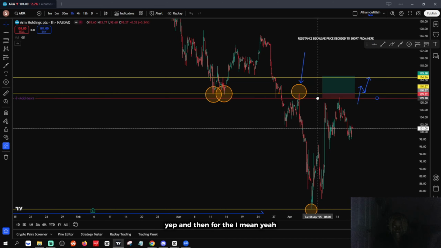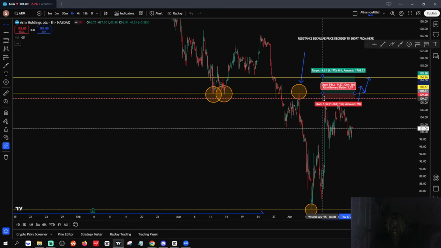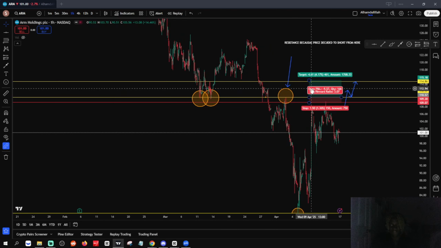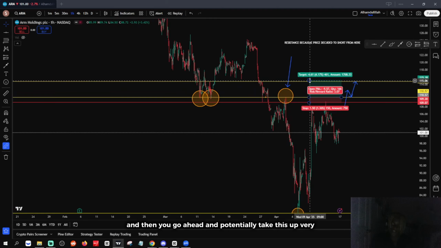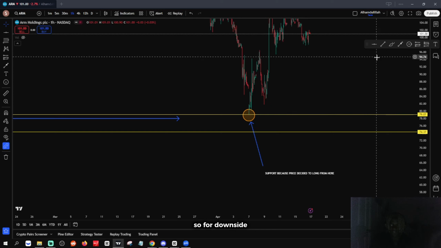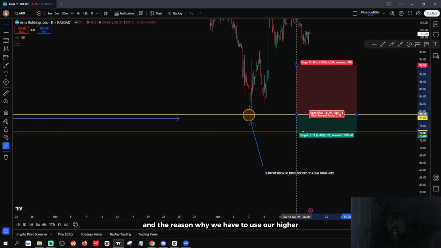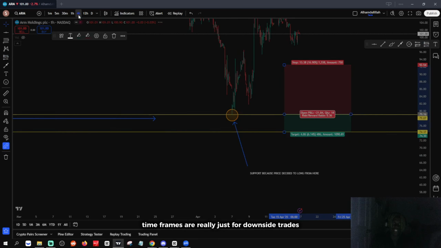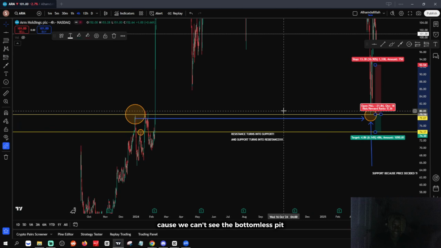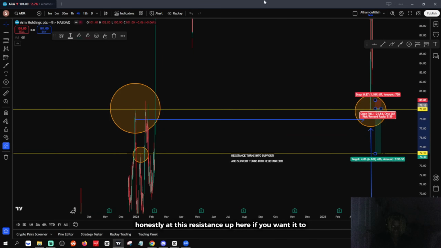And then for the shorts, stop loss at resistance. And then boom, stop loss right there. And then you can go ahead and potentially take this up very, very easily. And then let's do our downside. So for downside, we'll go ahead and short, take profit right here. The reason why we have to use our higher time frames is really just for downside trades because we can't see the bottomless pit. And then stop loss, can maybe do stop loss right here, honestly, at this resistance up here if you wanted to.